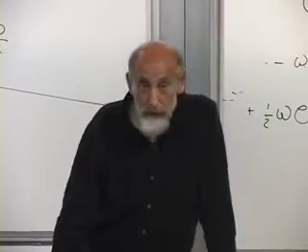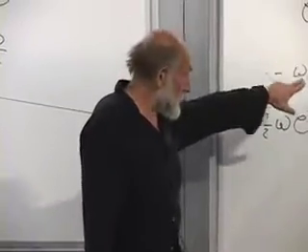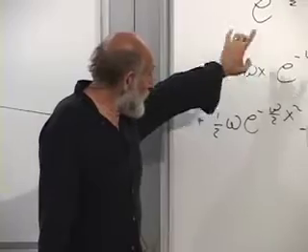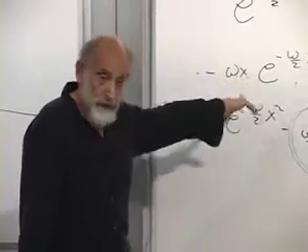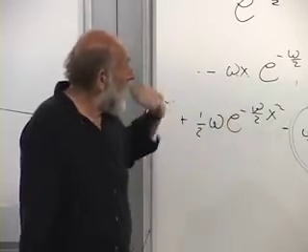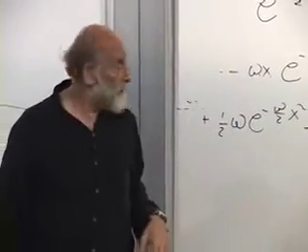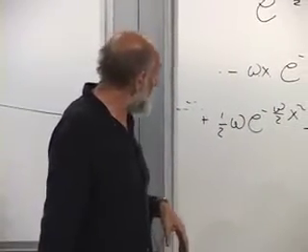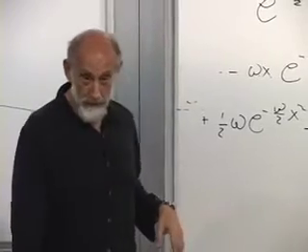So there are two linearly independent solutions. One looks like e to the minus omega over 2 x squared. You can multiply it by any constant. And the other asymptotically looks like e to the plus omega over 2 x squared.